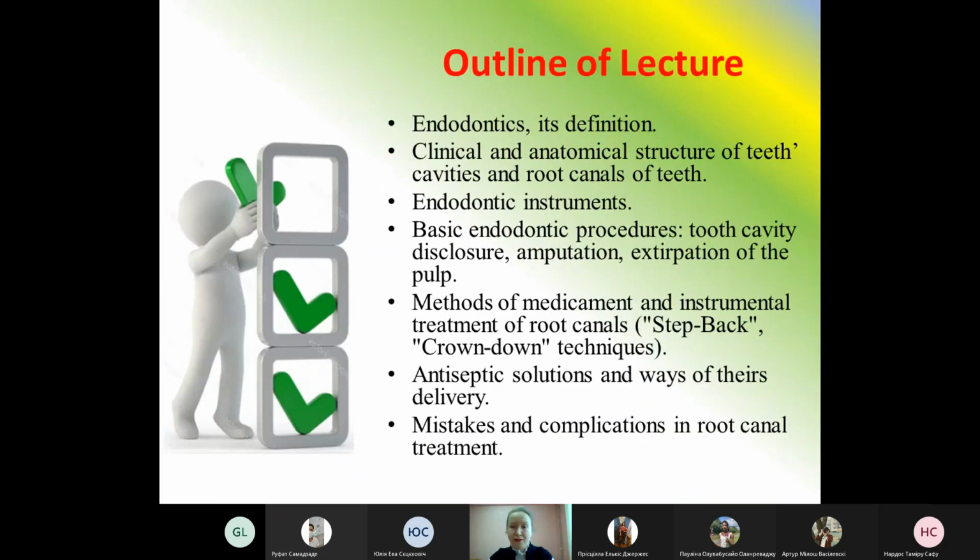The lecture outlines such questions: the definition of endodontics, clinical and anatomical structure of tooth cavities and root canals of teeth, endodontic instruments, basic endodontic procedures, methods of medicament and instrumental treatment of root canals, antiseptic solutions and ways of their delivery, and mistakes and complications in root canal treatment.